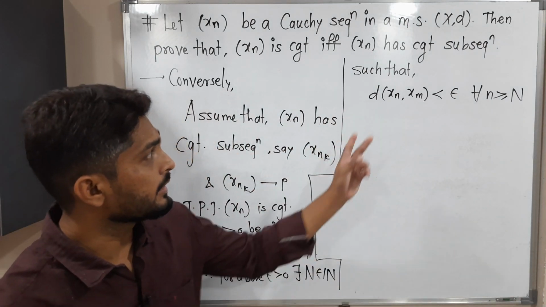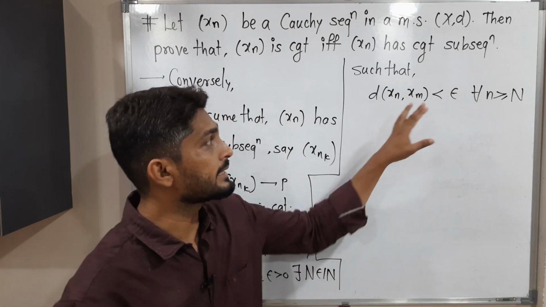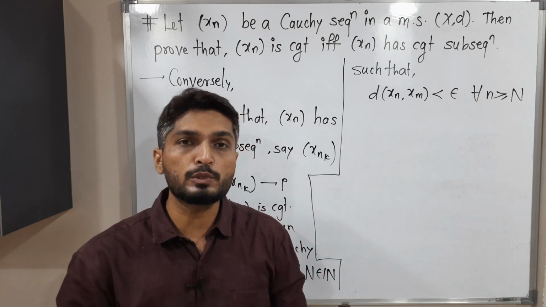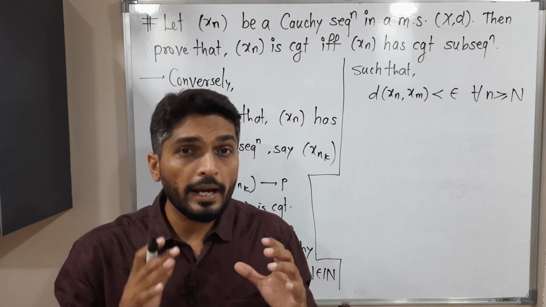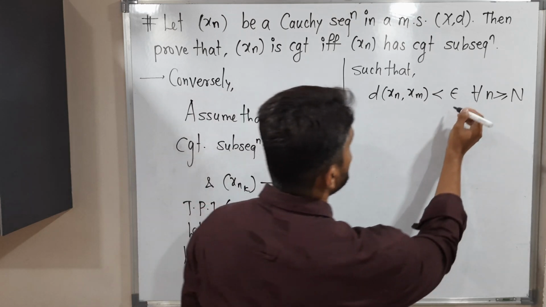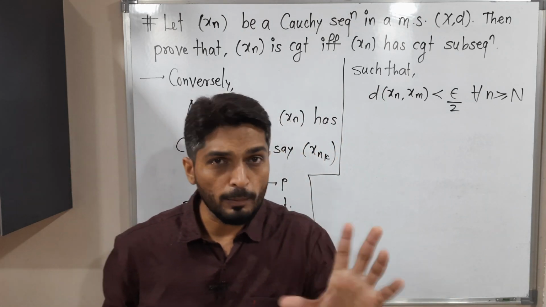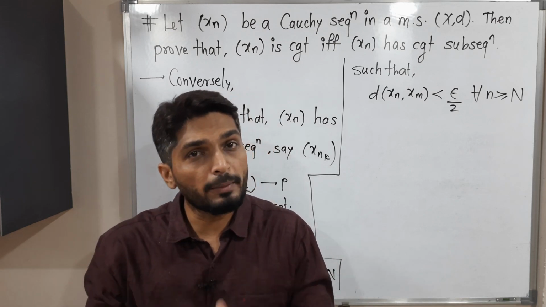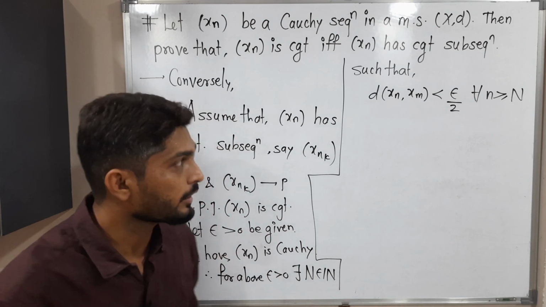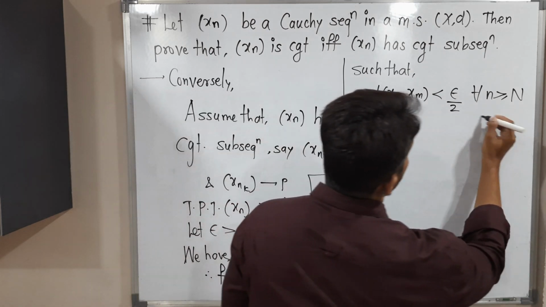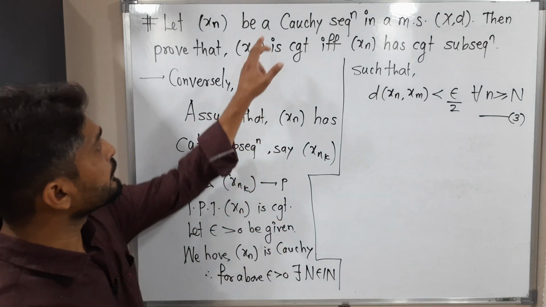Here we see the distance between two terms of the sequence x_n and x_m is less than epsilon. Epsilon means a very small positive real number. So, just for adjustment I can replace epsilon by epsilon/2. Epsilon represents a very small positive real number and epsilon/2 has the same meaning. So, let us call it inequality number 3. So, this is the first information I used.